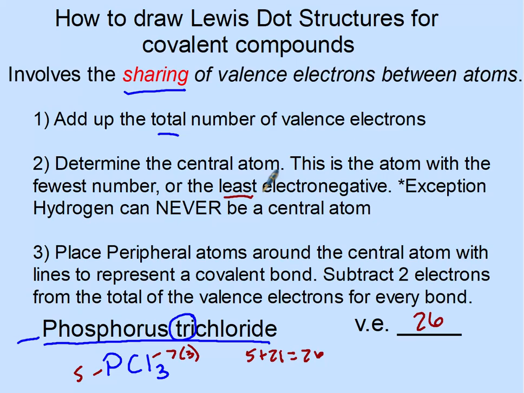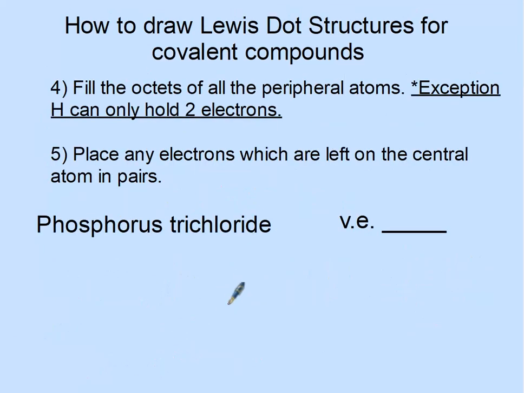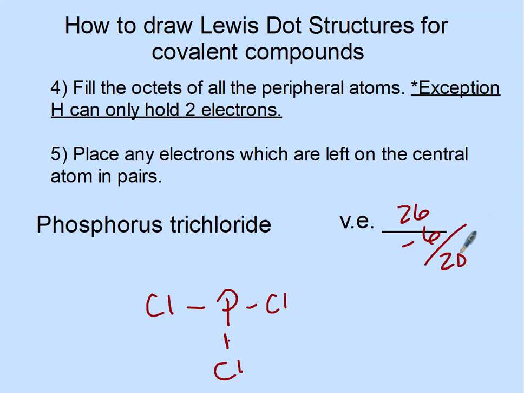Next, you're going to place all the other atoms around the central atom with lines to represent a covalent bond. We'll subtract 2 electrons from the total number of valence electrons for every line or bond that we draw. So on your paper, go ahead and put P in the middle and your 3 chlorines coming off of that P. We had 26 valence electrons, but again, we've used 6 electrons, so we have 20 left.